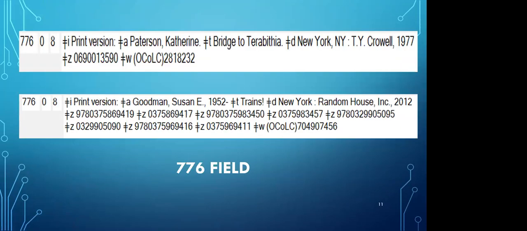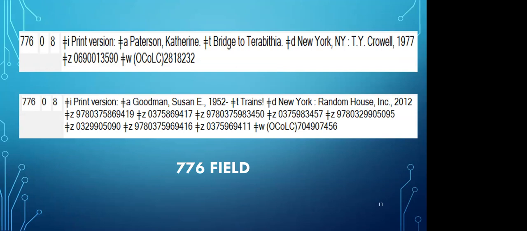All right, now we have the beautiful 776 fields, which are a lot of fun. So the 776 field is for additional physical form entry, and it can be used to document the print version of the book. This screenshot has been edited to fit on the slide because there were multiple ISBNs, so I just made it smaller. So I will show you the full bibliographic record later.